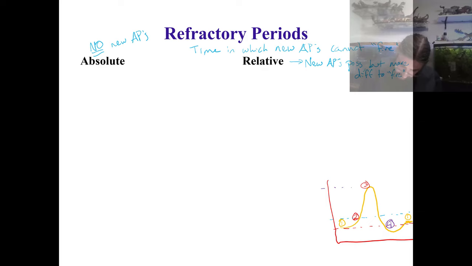Other threshold. There we go. Ta-da! Okay, what does it look like?